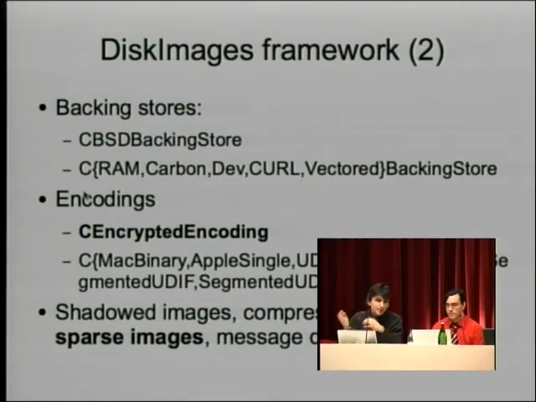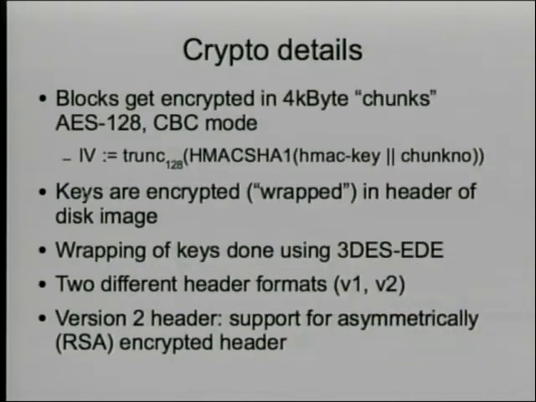Now, there's different types of disk images that are supported by the disk images framework. There are shadowed disk images where you only write back the changes to one image and you have a master image in another container. Then there are compressed images, and then there are sparse images.